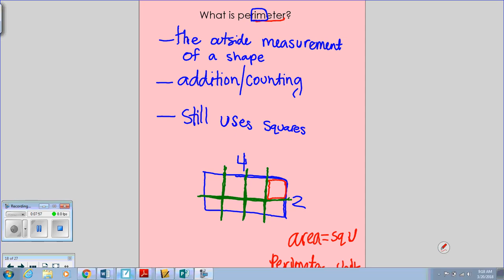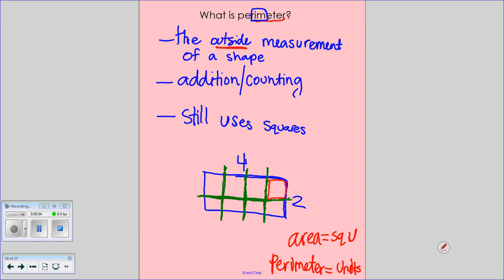I told you you're still going to use squares with perimeter. And we also know that perimeter is the outside. How could I arrange squares on the outside of my shape? Where would they go? Just wherever I felt like putting them down? Or do I have little cubbies already ready for a square? Yeah. So here's a little cubby. Put a square here. Here's a little cubby. I can put a square here.